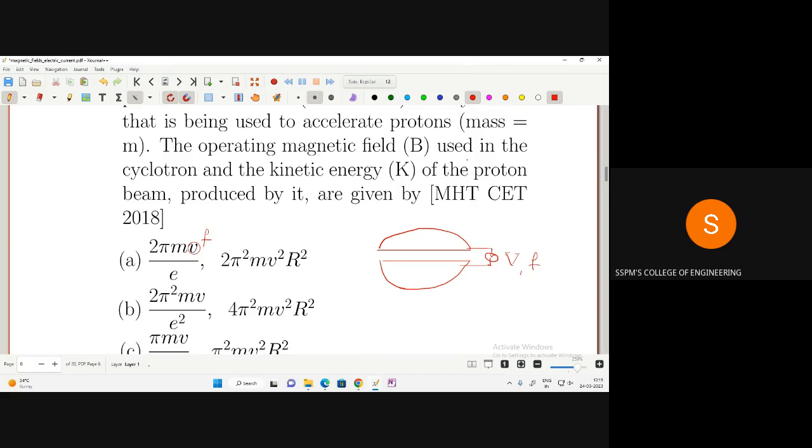The operating magnetic field is used in the cyclotron for the kinetic energy. As you know, the magnetic field is required, and that would be normal to the paper, upward normal to the paper. Why is B required? To have the acceleration on the charge. The acceleration is required.